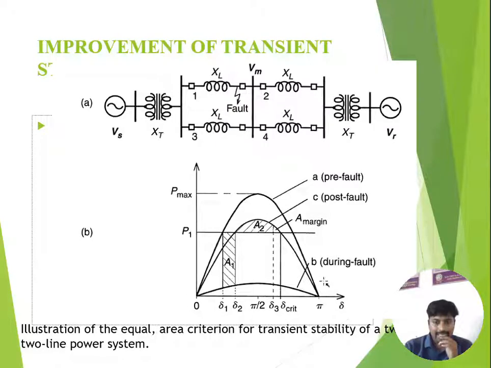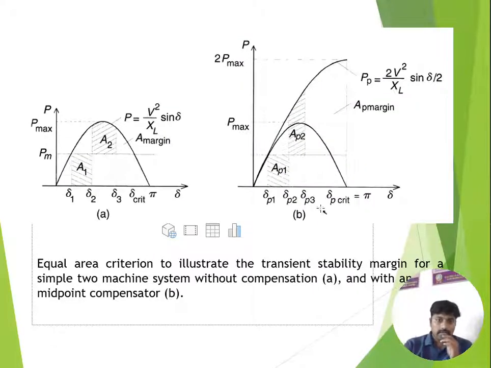We can analyze that from the accelerating area and decelerating area. The load angle always oscillates between the accelerating area and decelerating area to achieve a constant load angle. We can clearly explain this with the single-line concept. We can see the single-line system. This is the equal area representation of the single-line system. This is representing it without any compensation. Figure B represents it with compensation.